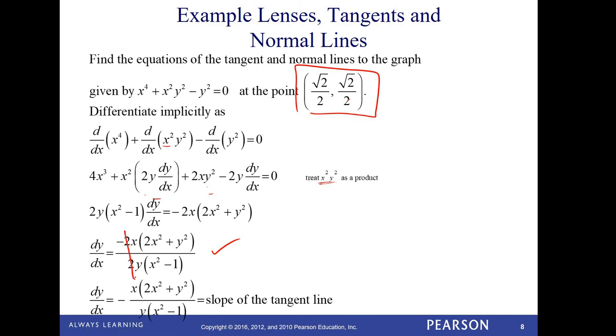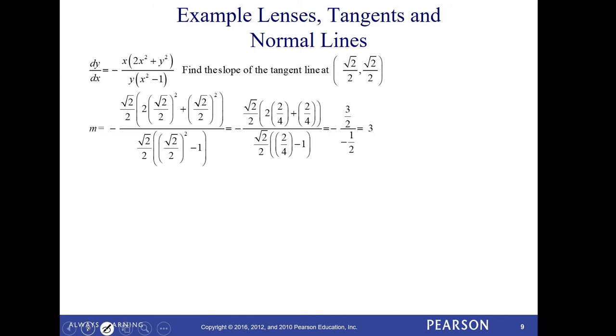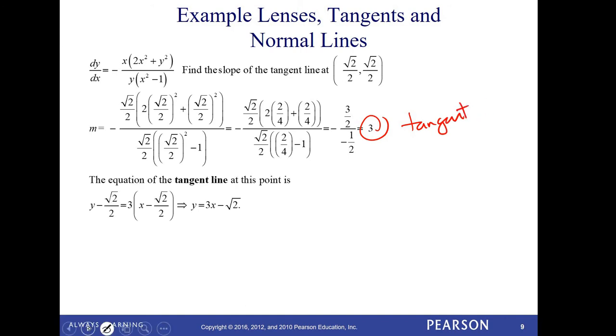Oh, I'm sorry, they simplified it a little bit further there, canceled the 2's. Okay, so find the slope. So go ahead and try that. Plug in your root 2 over 2. So a lot of work there, but we get down to the slope is 3. So that's the slope we're going to use for our tangent line. That's the slope at the point of the curve.